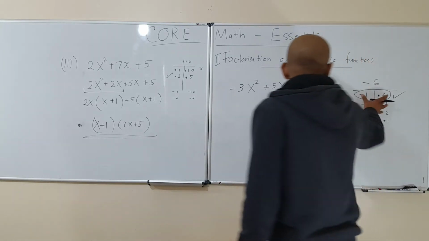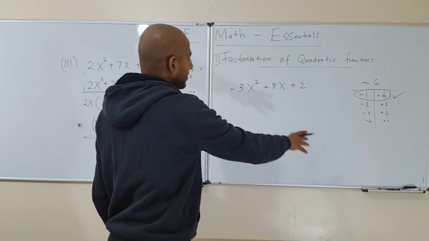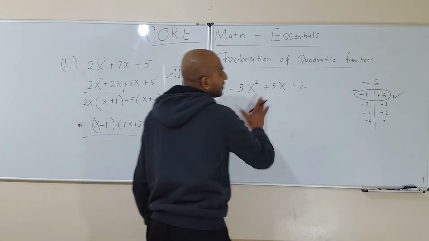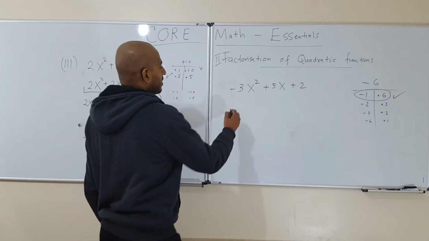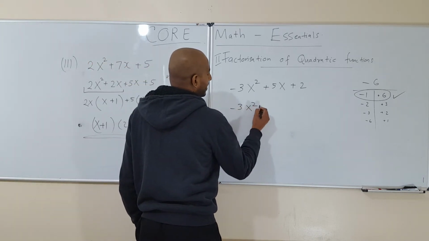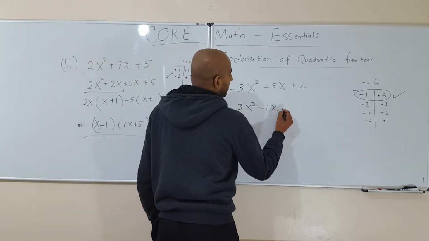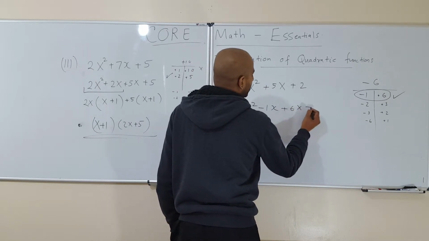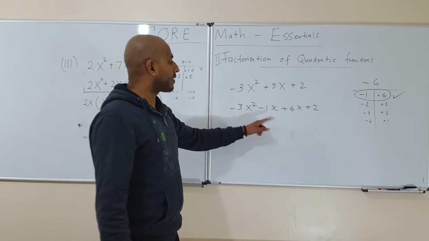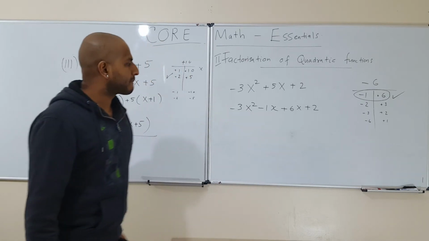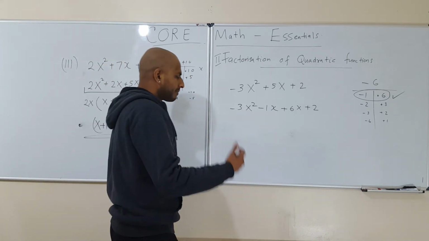So we're going to rewrite it. We're going to write those factors. 5x, we're going to write 5x in terms of that. Exactly the same thing we did before. So minus 3x squared minus 1x plus 6x plus 2. When you're writing x, write minus. When you're writing this x, write 1x. It's useful to understand things sometimes.